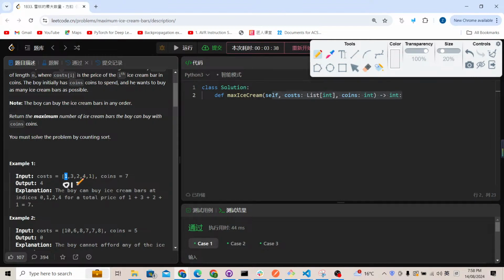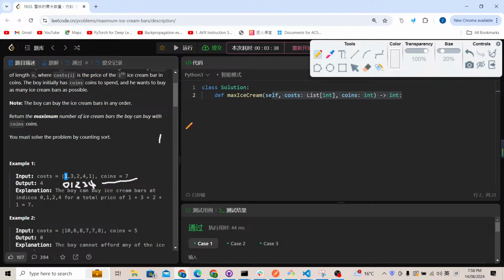Maybe the index 2, 3, and index 4, so the value is the cost of the ice cream, 1. And we are given this kind of coins. It means we have 7 coins, and we want to buy as much ice cream as possible. So the straightforward way is that there must be a greedy idea.